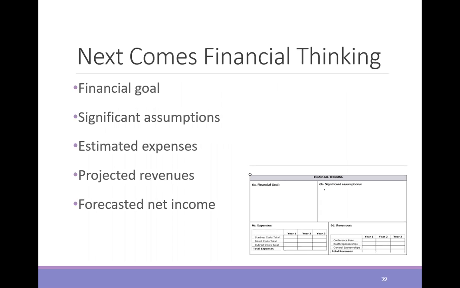The final component of the revenue development canvas is focused on financial thinking. This part of the framework considers the financial aspects of developing financial goals for the product or service, identifying significant financial assumptions that will be needed to calculate your expenses and revenue, estimated or forecasted expenses. Some refer to this as developing a pro forma, calculating projected revenues based on some pricing and sales assumptions, and finally coming up with a forecasted net income.